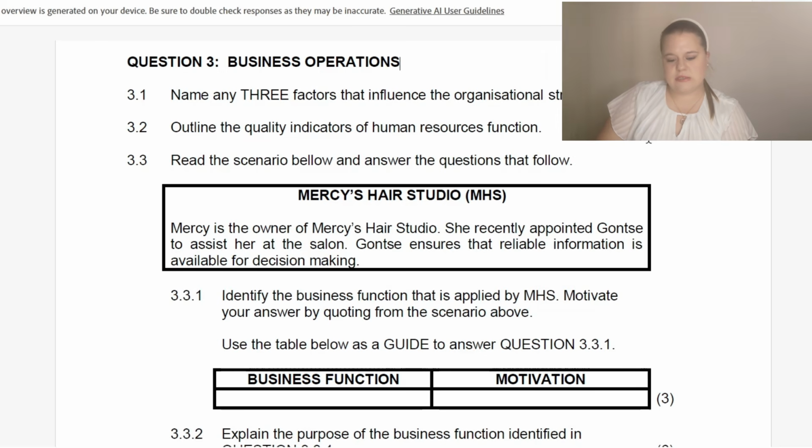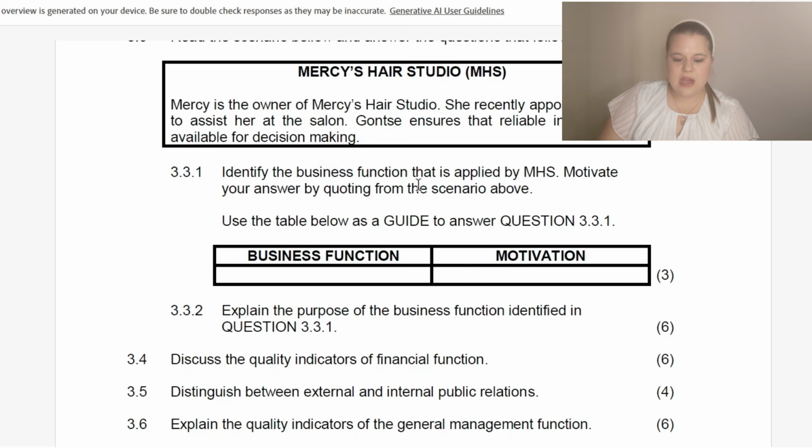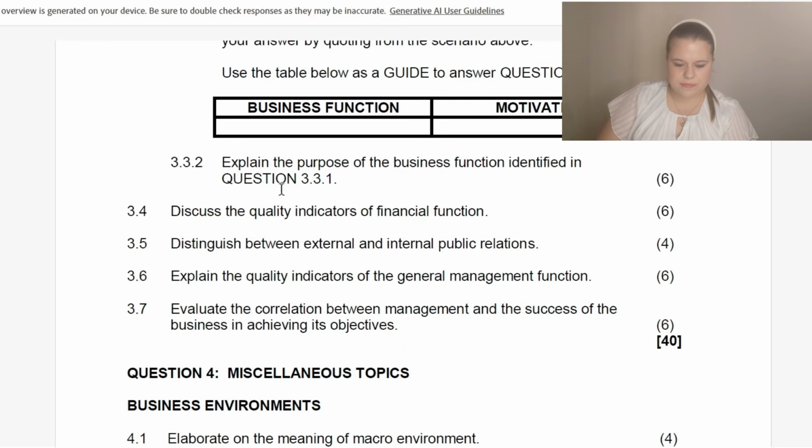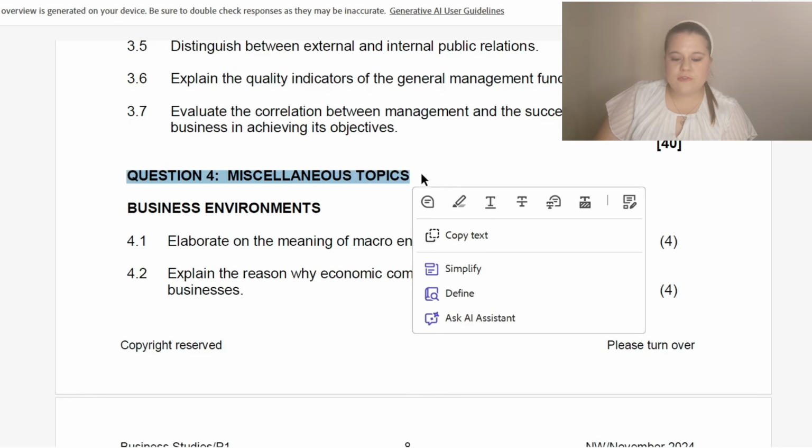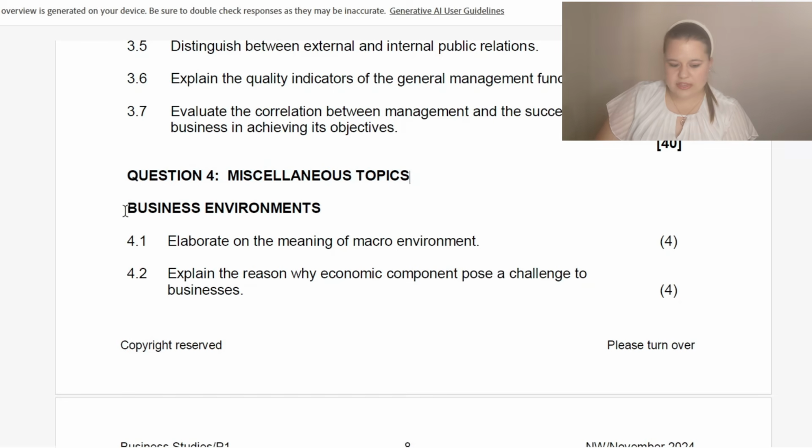Outline what? Quality indicators. Quality. Identify the business function. Business functions. Explain the purpose of the function. Identify quality indicators. So on and so forth, right? Can you see what I'm telling you? Right. Then we have question 4, miscellaneous topics.